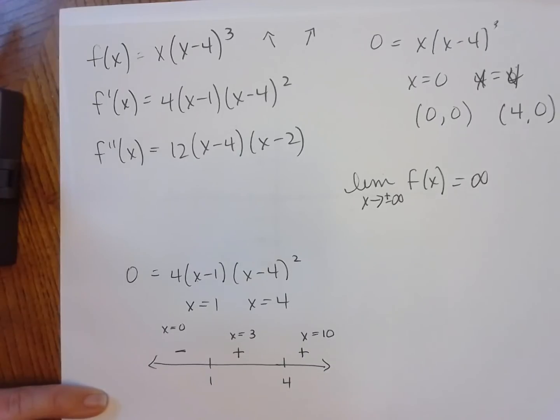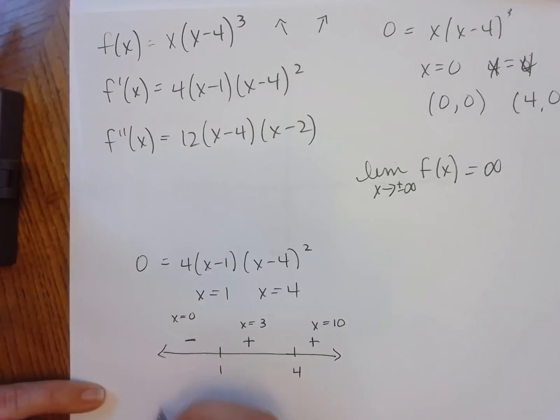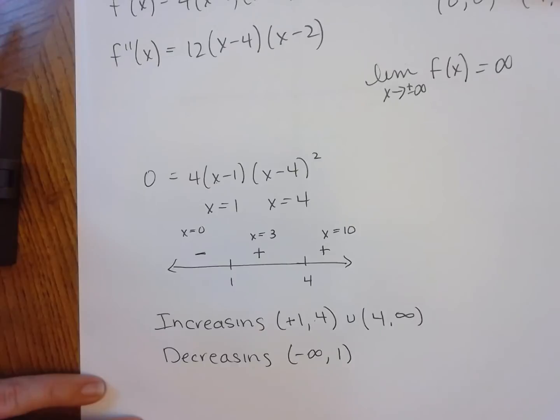All right, so that means that really this 4 here is nothing. It's neither. It's increasing from 1 to 4 and then from 4 to positive infinity, so it's increasing from 1 past 4. And then it is decreasing from negative infinity up to 1. Maybe I should just write that out. So I say this is increasing from 1 to 4 and also from 4 to infinity, and decreasing from negative infinity up to 1. That's my interval notation.